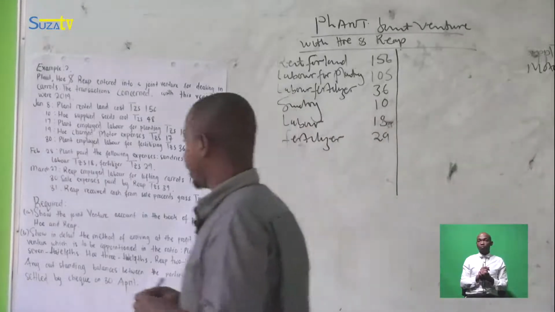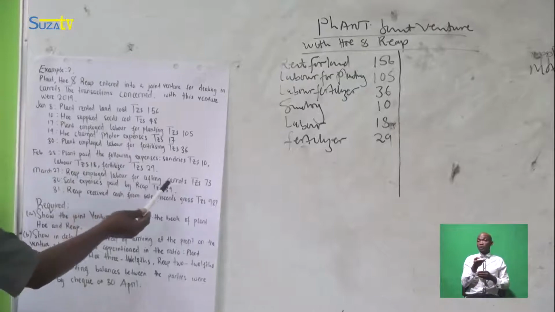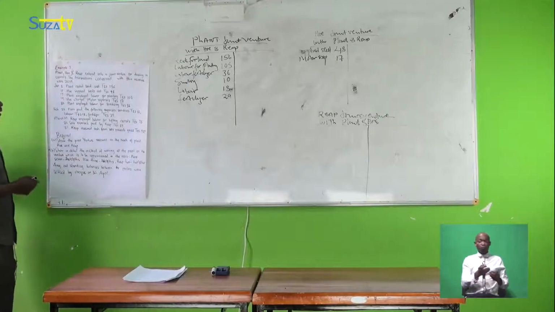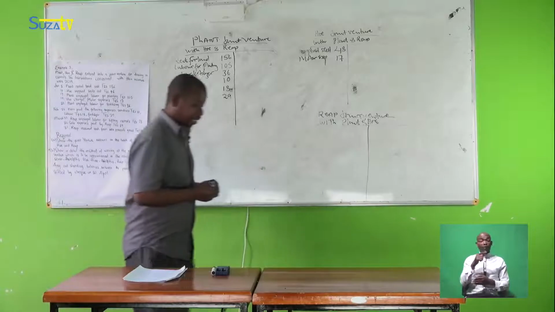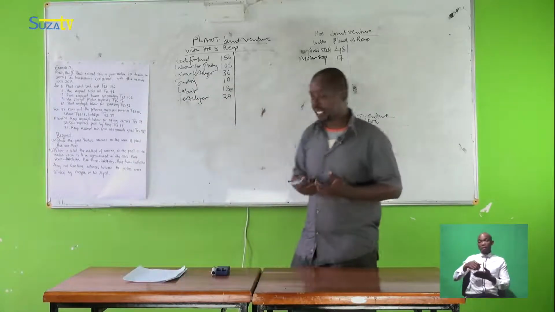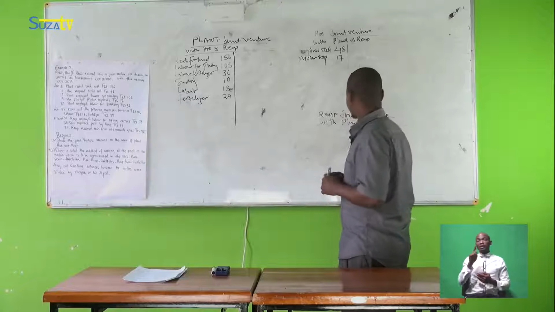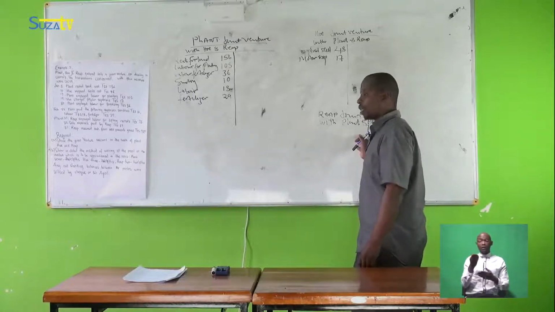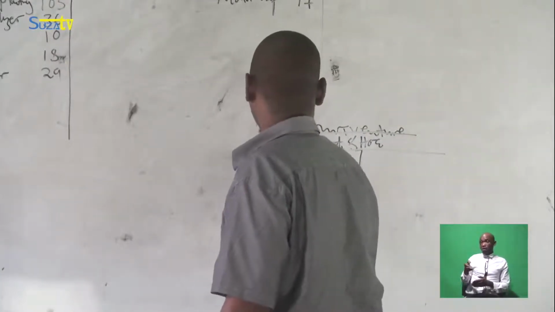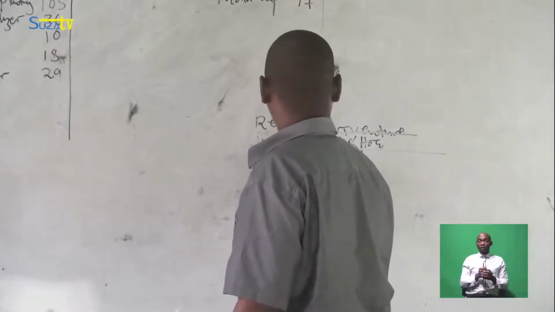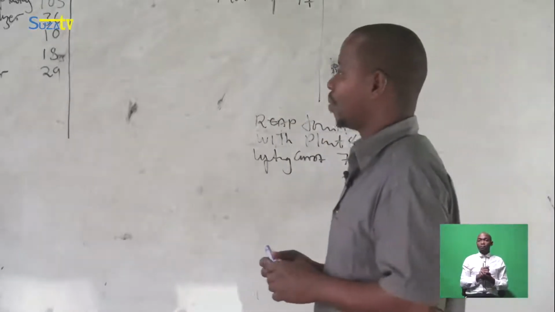We continue with the transactions. Rip employs labor for lifting carrot, Tanzania shillings 73. This means that Rip pays the labor for lifting carrot, Tanzania shillings 73. This one is the account of Rip, and it should be recorded here by saying lifting carrot, 73 shillings. Okay.